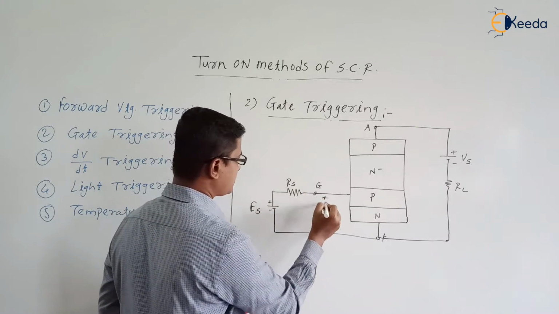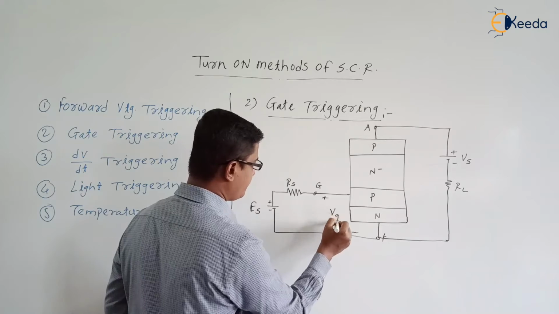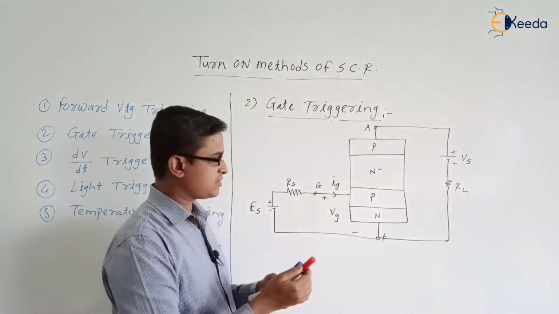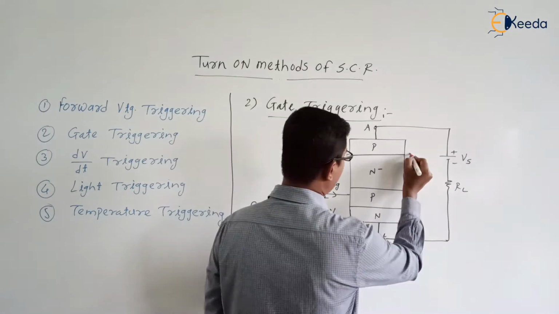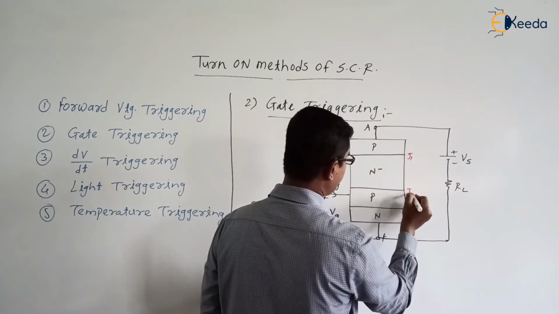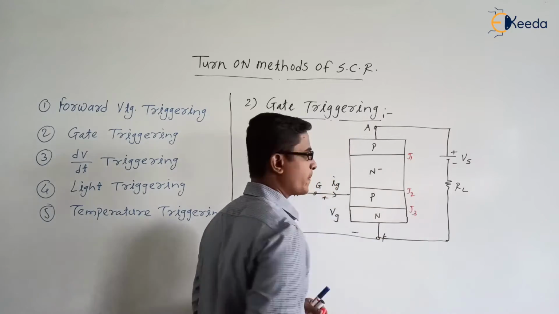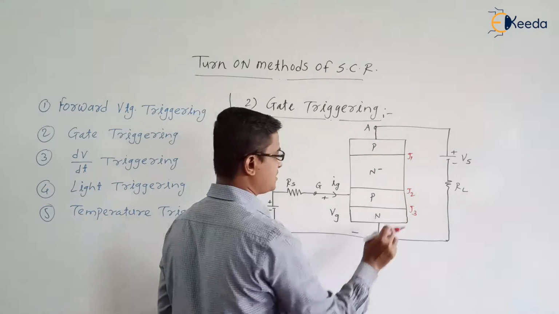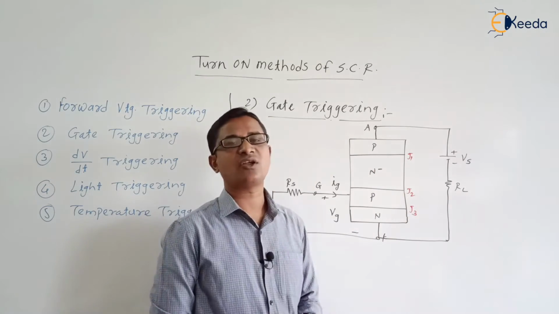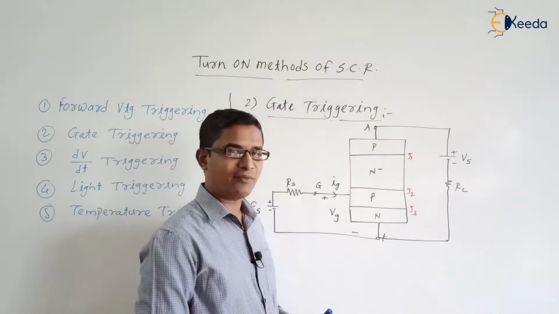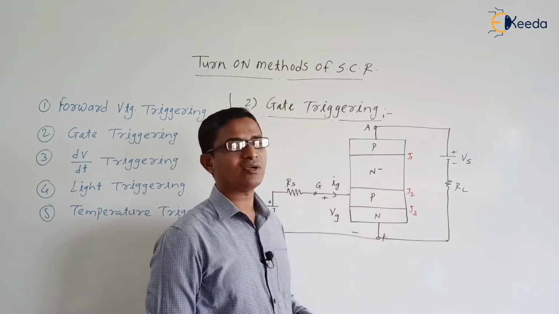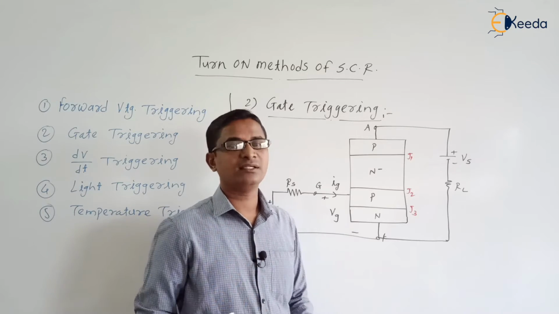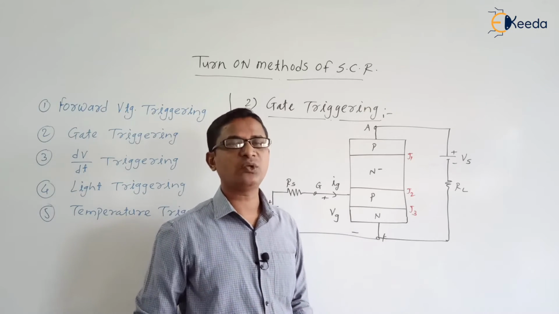Suppose this is the RS, this voltage is VG and this current is IG. Now we have three junctions: J1, J2 and J3. Here we have maintained the forward voltage. We do not have a problem with junctions J1 and J3 because these two junctions are already in forward bias mode. But we have a problem with junction J2 because it is in reverse bias mode, and due to the reverse biasing, the width of the depletion layer across junction J2 is increasing.